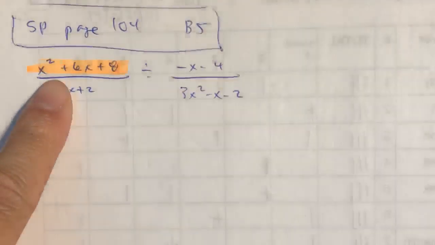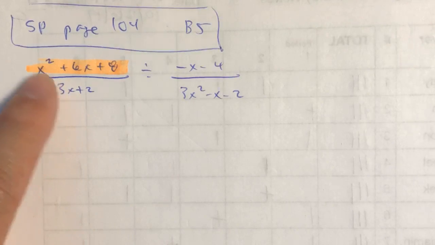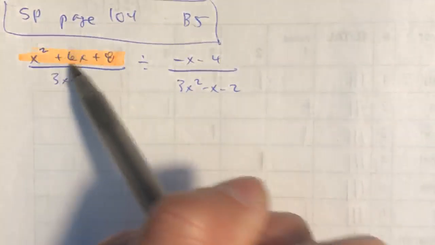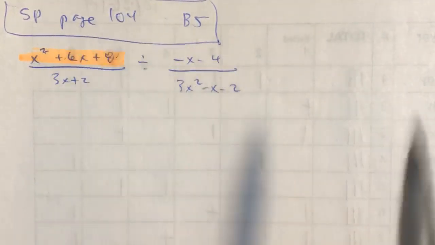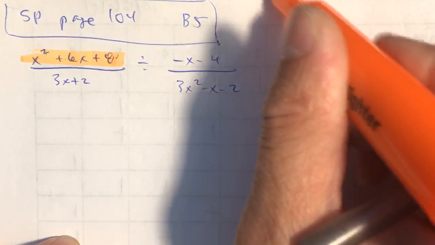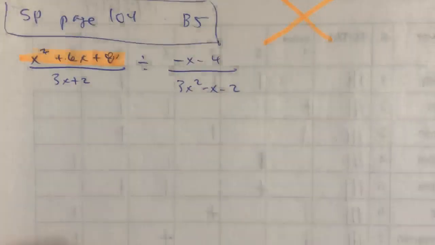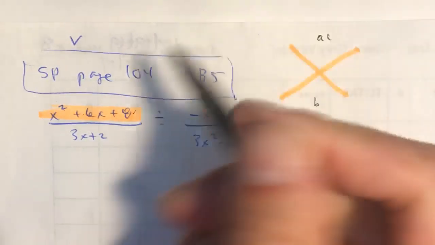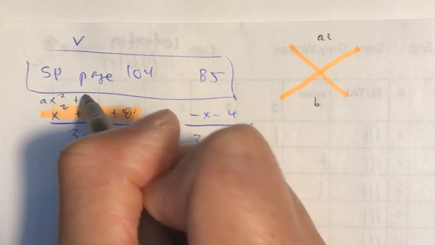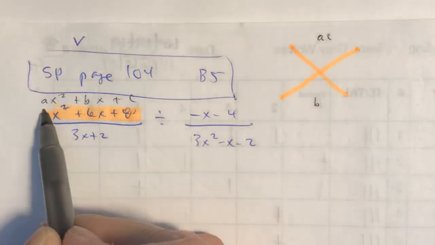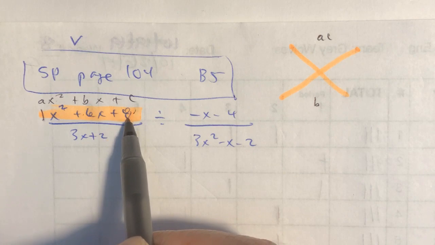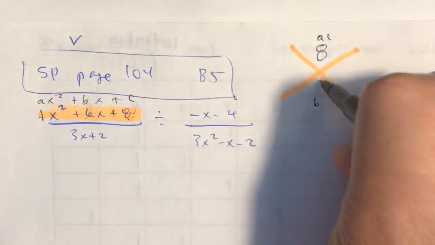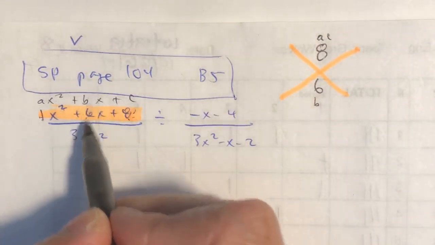So here I have a trinomial, x squared plus 6x plus 8, and it has three terms. This is an a, b, and c, so I can use my x box. This is a and c. This is your b value. If you forgot, ax squared plus bx plus c. A value is 1, so a times c, 1 times 8 is 8. My b value is 6. Notice these are just coefficients, the numbers in front of the variable.